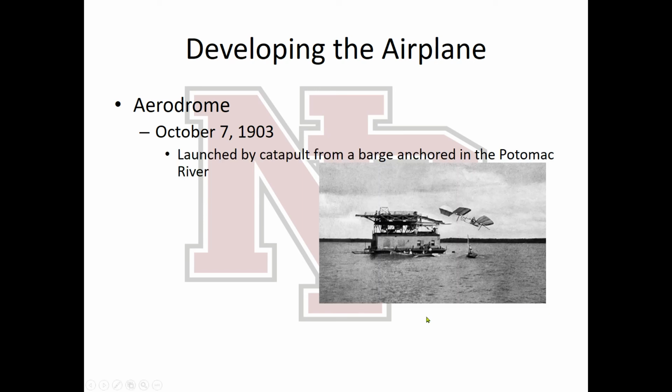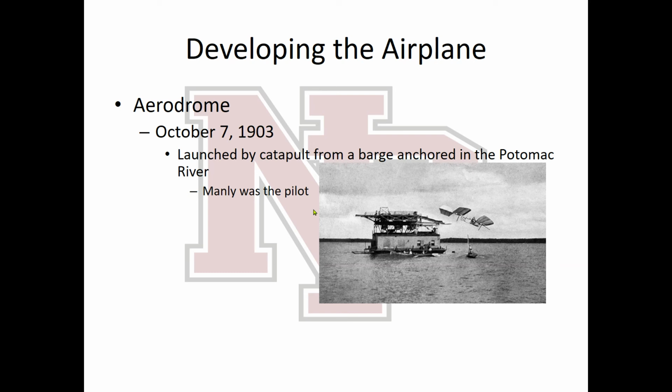And so what they did is they built a barge on the Potomac River, built a catapult system on top of the barge, and then put the plane on there with the motor, or the glider with the motor, whatever you want to call it, the aircraft, and they catapulted it off, much like what they catapult off an aircraft carrier today. Now, Manley was not only the designer of the engine, but he was also the pilot of the aircraft.